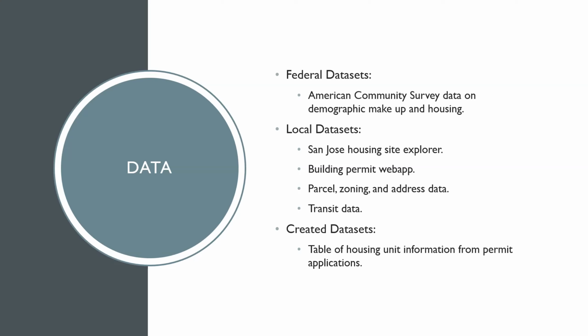I'll also use the city's building permit web app, which I will query using an API to generate a list of properties where developers have applied for permits to construct housing units. I'll also use parcel zoning and address data to create maps and as a basis for other forms of analysis. I'll also include transit data as a means of understanding where SB 10 is applicable. Lastly, I'll supplement these data sets by joining or relating a table that consists of housing unit information that is included in permit applications and not in either data portal.